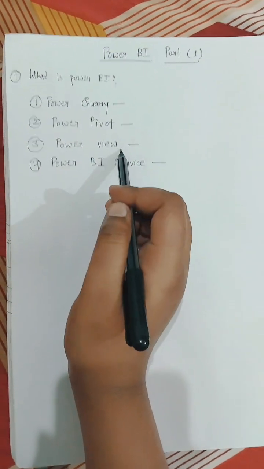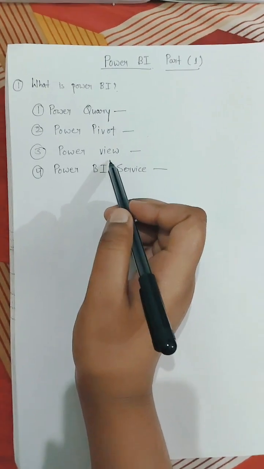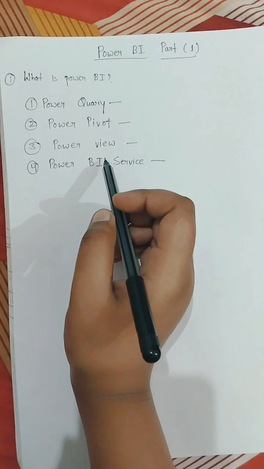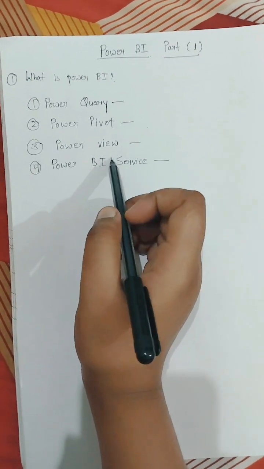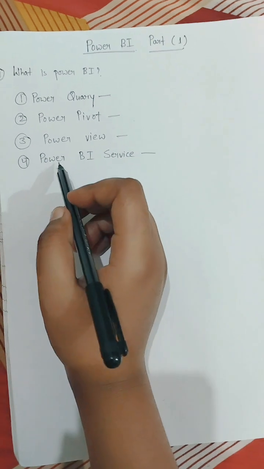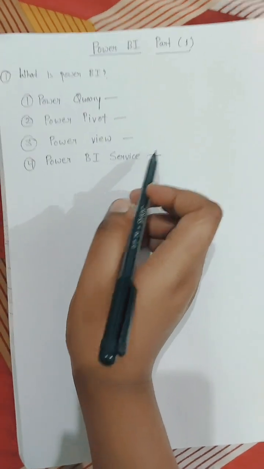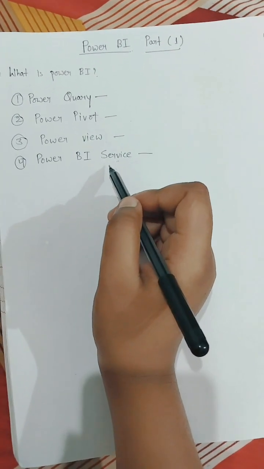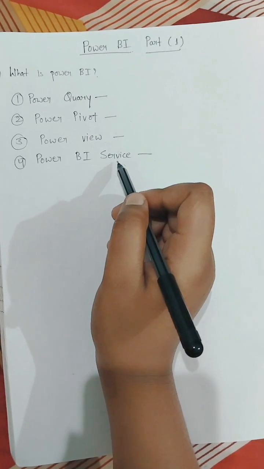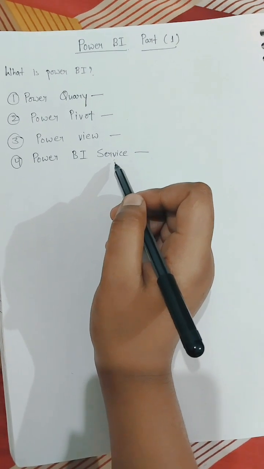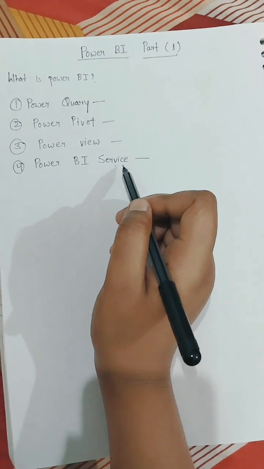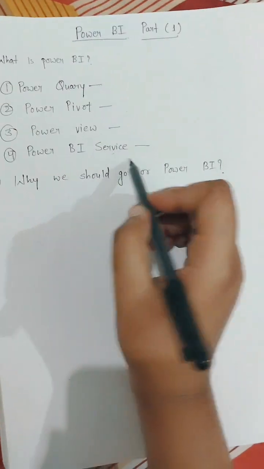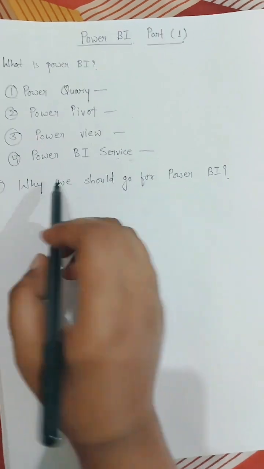So after creating charts in Power View, we want to share our report. Our report is all created, all set, and we want to share our reports across the world. So for that, we have one component that is Power BI service. With the help of Power BI service, we can share our report or dashboard across the world with whom we can share. It helps the user to communicate via that report. So the Power BI service is used to share our report.